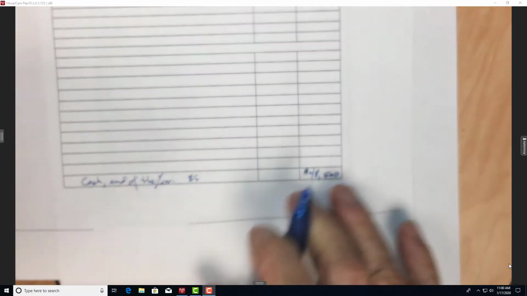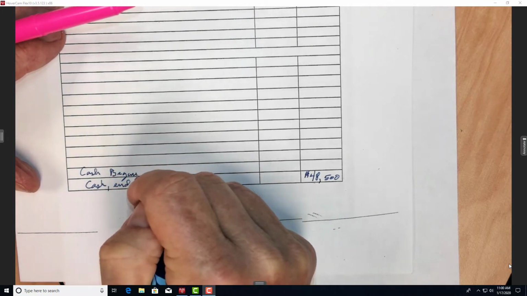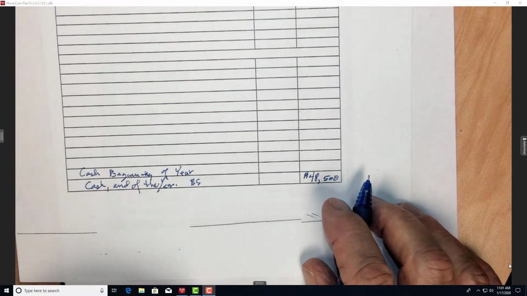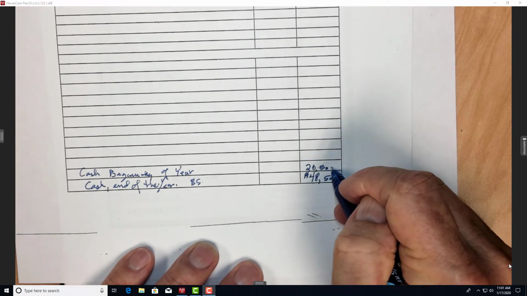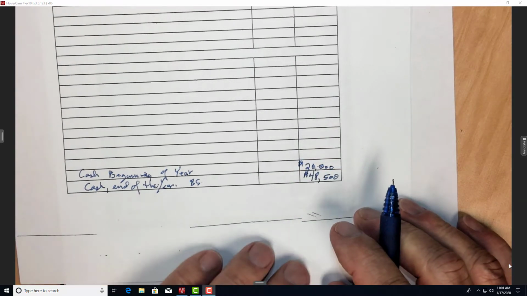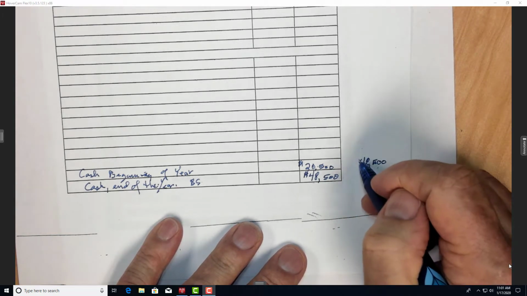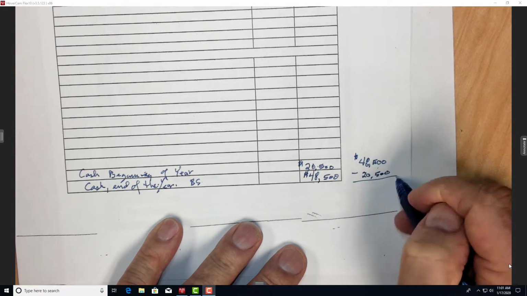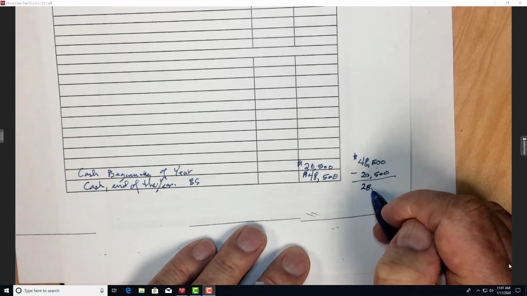So let's go back now to the statement of cash flows, and let's put the cash at the beginning of the year, which was the prior year's ending cash, and that was $20,500. Now, if I take the cash at the end of the year, which is $48,500, and I subtract the cash at the beginning of the year, that difference is $28,000.